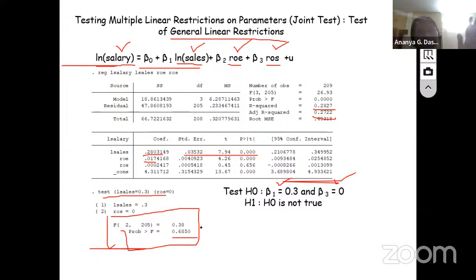So I am going with this that yes, even though it's reported 0.28, I can safely say that beta 1 is equal to 0.3, and this is insignificant, and I can say that it's actually equal to 0. Okay, ROS has no impact on salary.